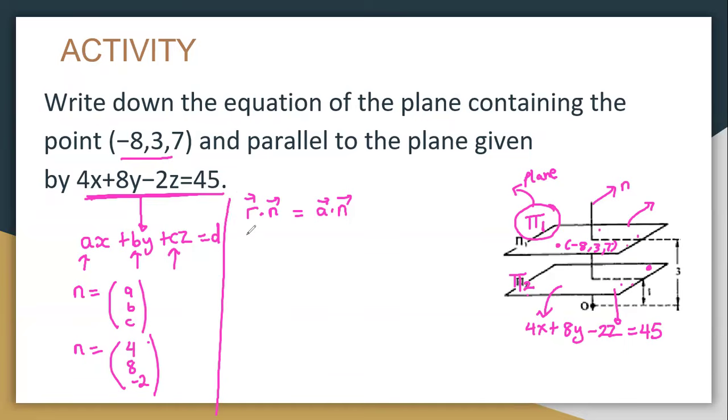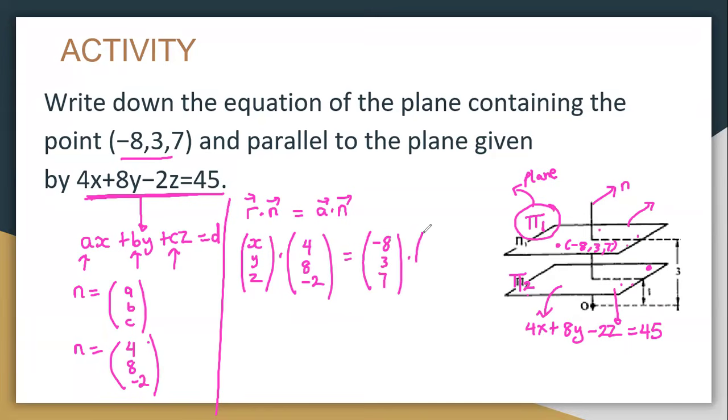We shall come here and say that now our unknown point is going to be x, y, and z. We dot it with the normal, which is 4, 8, negative 2, is equal to our A, which is the known point, which is negative 8, 3, 7, and then we are going to dot it with our normal, which is 4, 8, and then negative 2.